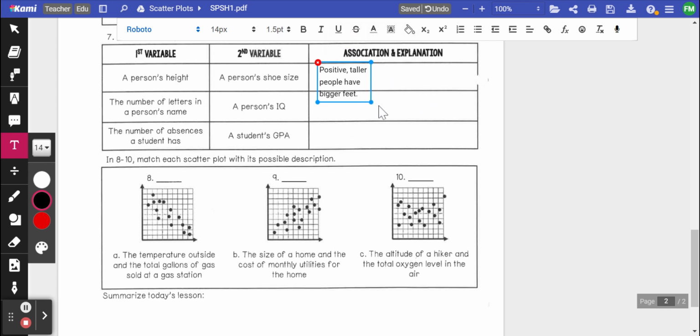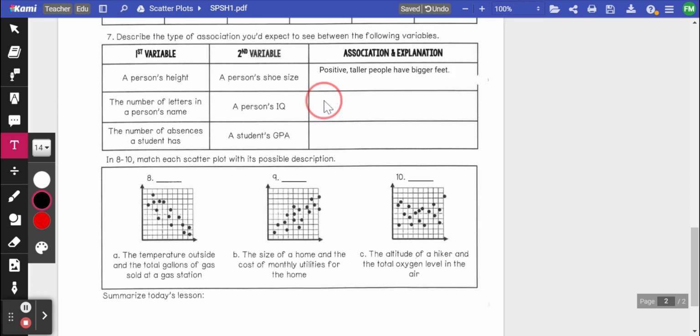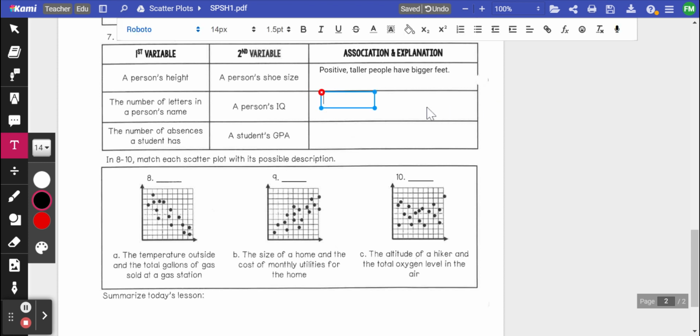Now, a little thing about Cami here. Oh, I kind of went down. I can resize that. Bam, right up where I want it. Now we know we're going to need a little more space. Perfect. All right. Number of letters in a person's name and a person's IQ.